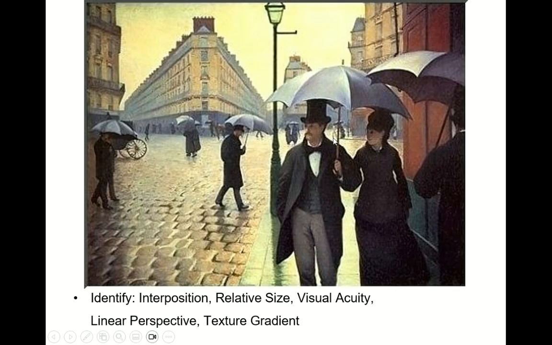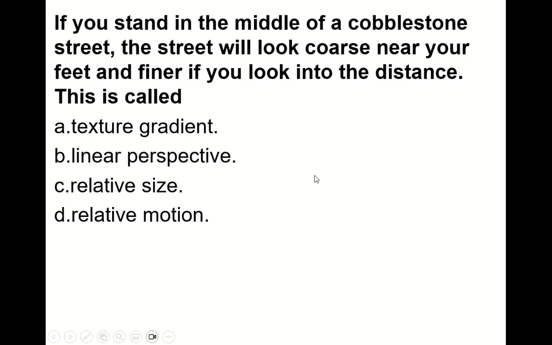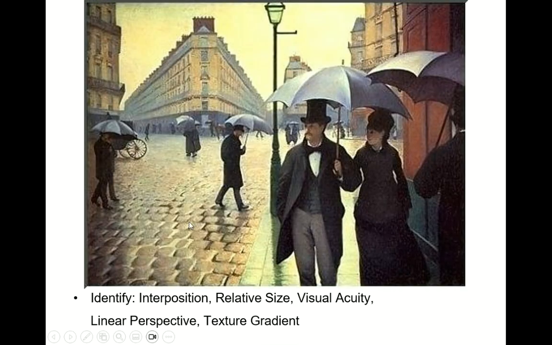Okay. Visual acuity just means like detail. It kind of means the same thing as texture gradient. Okay. All right, read that. The answer is texture gradient. If you see more details closer up, that's called texture gradient.